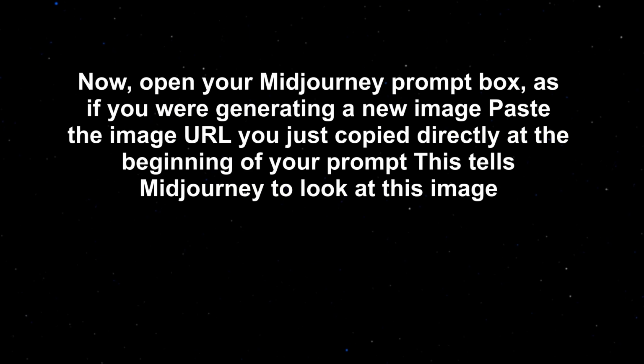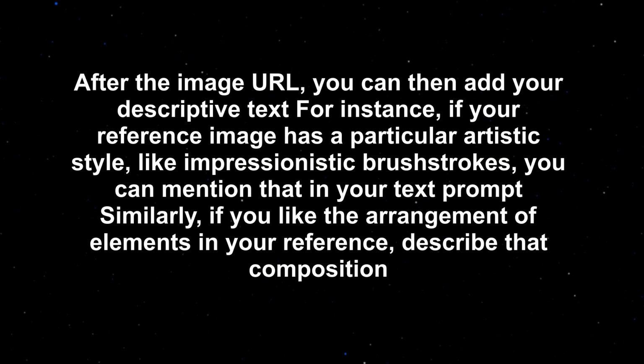Now, open your Midjourney prompt box. As if you were generating a new image, paste the image URL you just copied directly at the beginning of your prompt. This tells Midjourney to look at this image. After the image URL, you can then add your descriptive text. For instance, if your reference image has a particular artistic style, like impressionistic brushstrokes, you can mention that in your text prompt. Similarly, if you like the arrangement of elements in your reference, describe that composition.